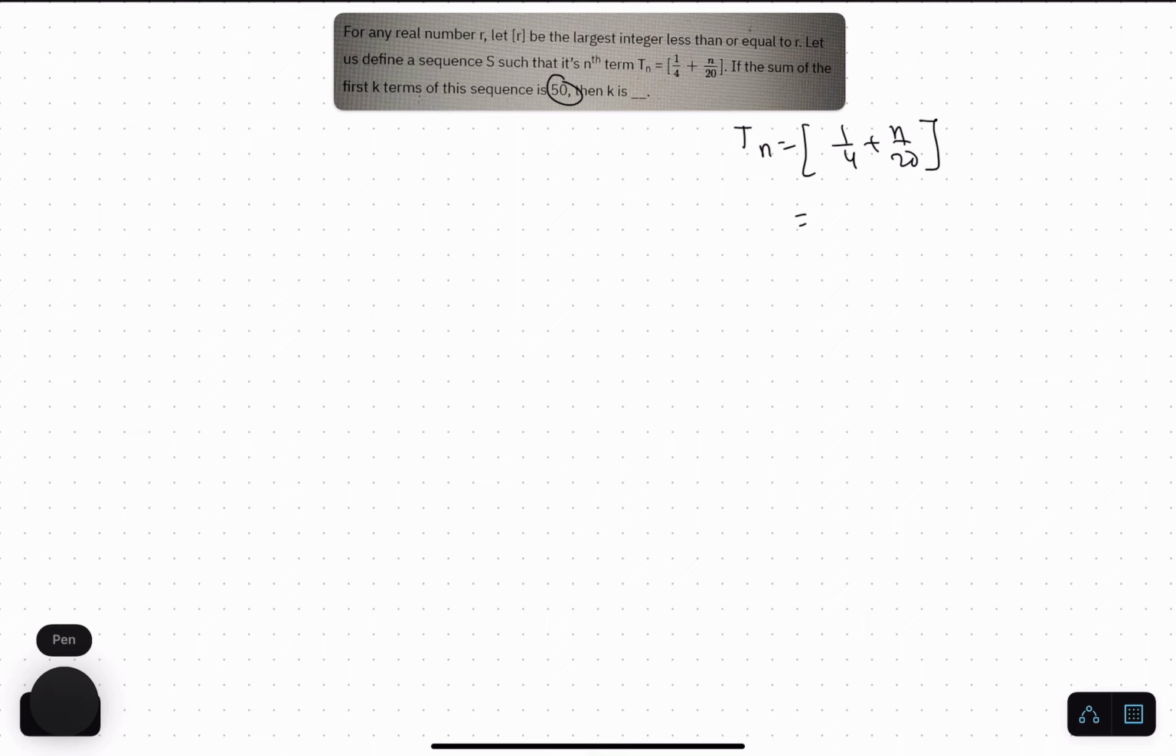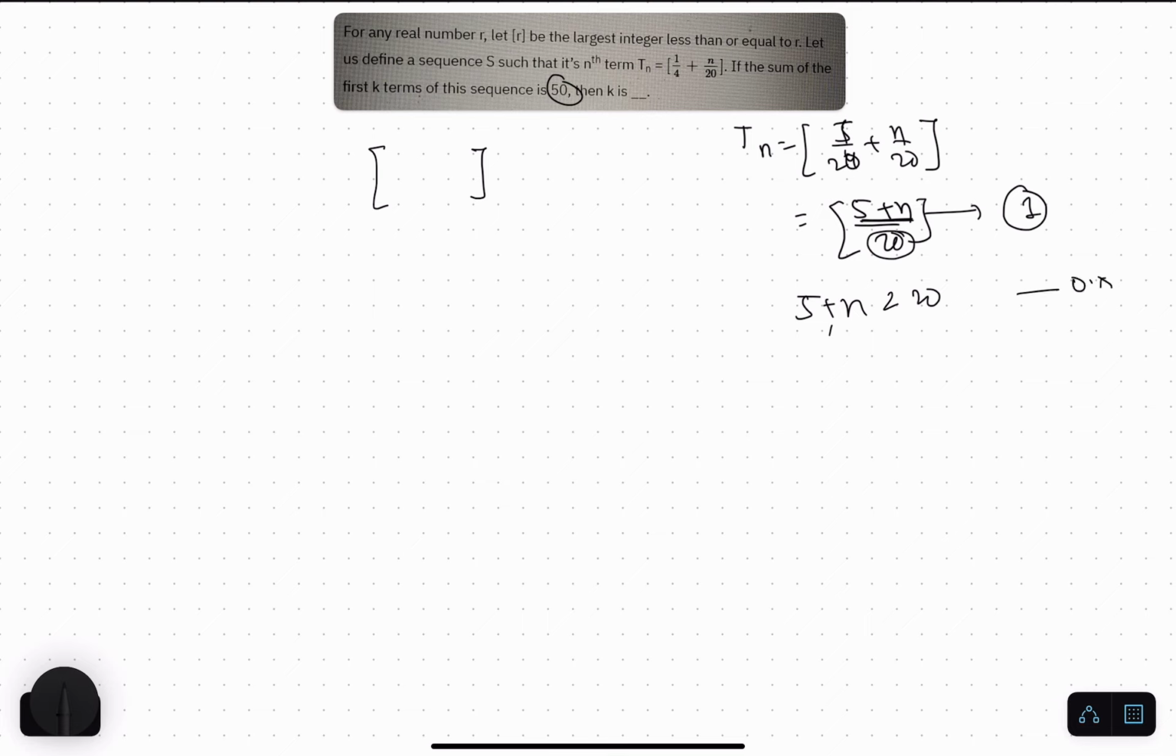So we can write this as 1 by 4, which can be written as 5 by 20 by multiplying numerator and denominator by 5, so this will be (5 + n) by 20. Now just see this thing. The overall value will be 0 as long as 5 plus n is less than 20, because we'll be getting a fraction of 0.xx, and the greatest integer of 0.xx is 0. So basically 5 plus n less than 20, so n less than 15.